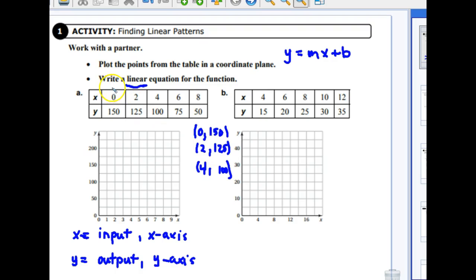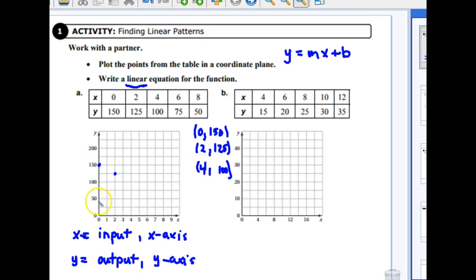So I can take these numbers and graph them on this graph. My x is 0. That means I don't move right. But my y is 150. So I go all the way up and I put my first point at 150. My second one is 2, so I go right 2. There's my 2. And my output is 125. So I go all the way up to, looks like here. Looks like these go by 25.